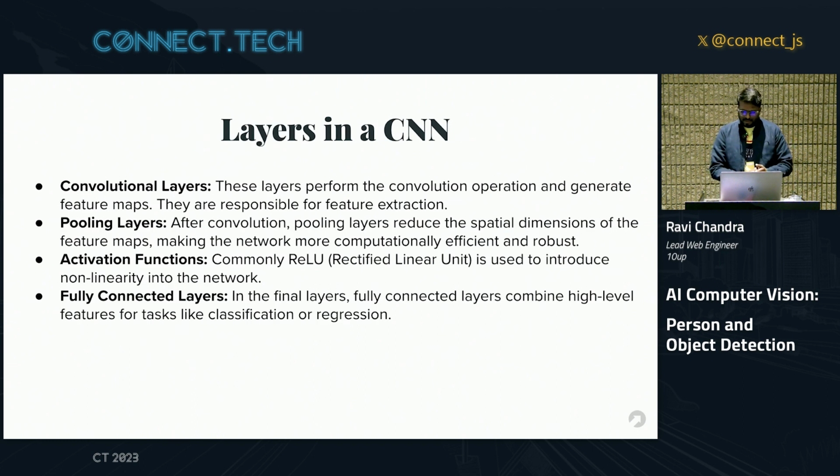Now, just briefly talking about the convolutional layer, as we talked about, it is responsible for reading the image and generating feature maps. That is, it is responsible for extracting all the features in an image. A feature could be anything: a color, an object, an edge. It could be anything in an image.